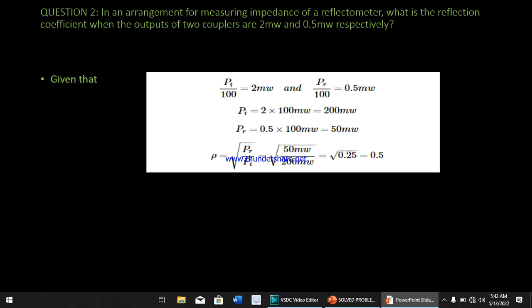Now, getting the reflection coefficient, we have the reflection coefficient rho is equal to the square root of reflected power all over the incident power, which is calculated to be 0.5. That means the reflection coefficient of this network is 0.5.